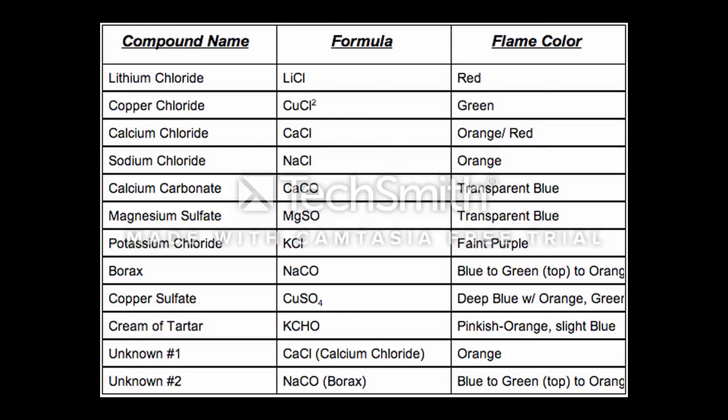For this lab, you will need to get into groups of 2 to 3. As a group, you will have to determine what each unknown is based on the color of the flames. Make sure you write your observations down in the table provided.